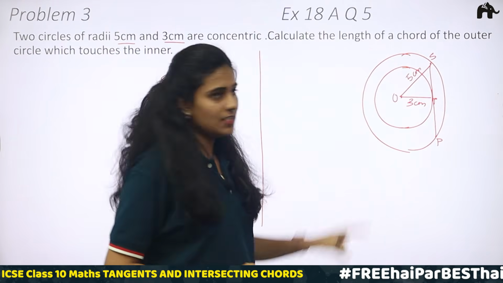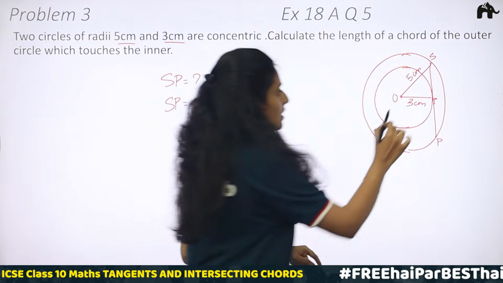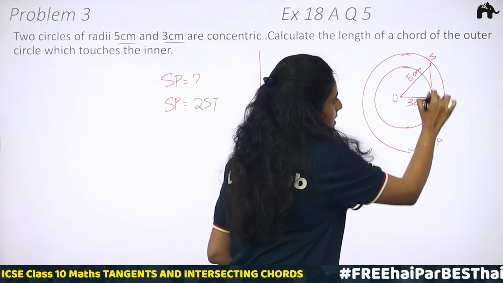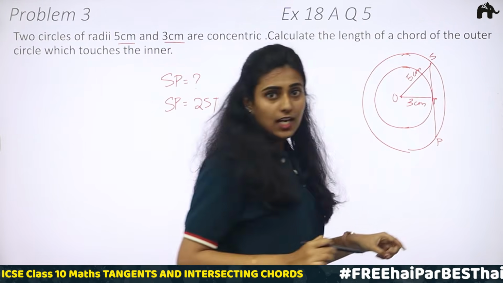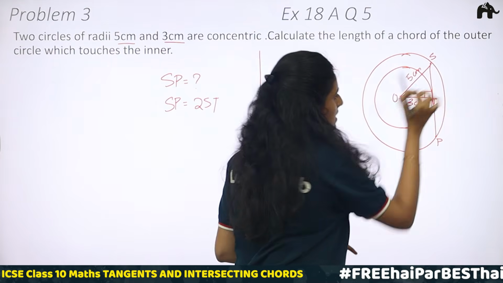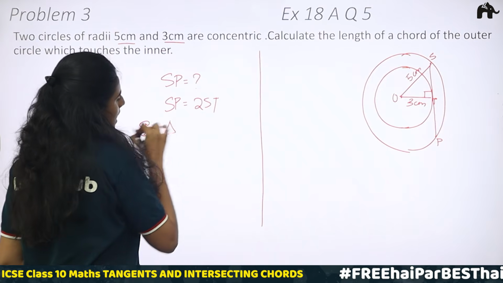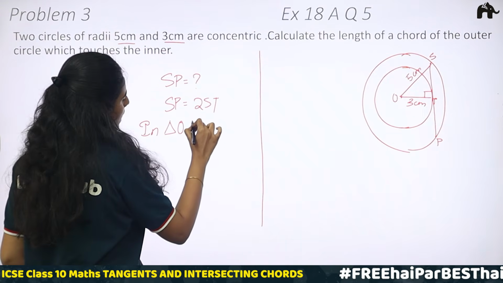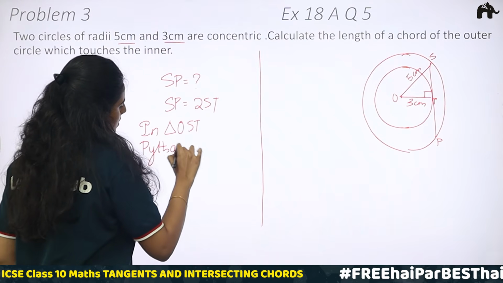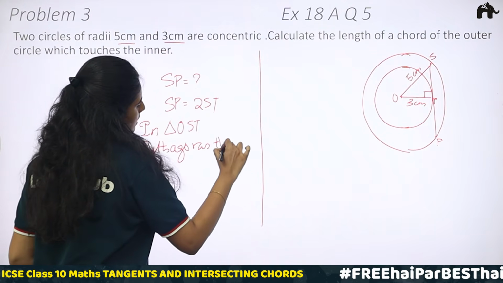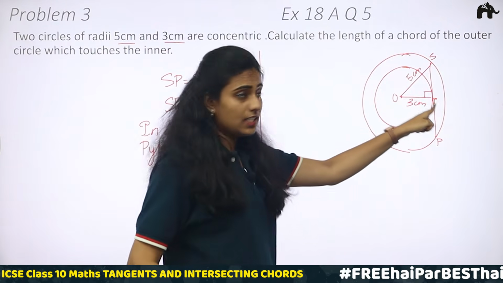How to find ST? So, here this is a right triangle. Yes, because this is the radius and this is tangent. Tangent at a point will be perpendicular to the radius of the circle. So, this angle is 90 degree. In right triangle OST, we are applying Pythagoras theorem. Okay, here we have 90 degree.